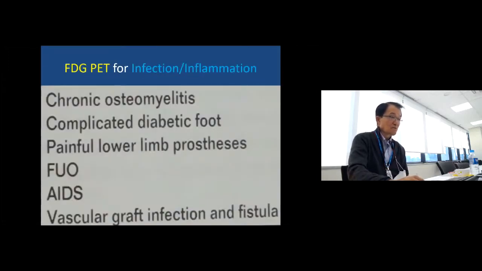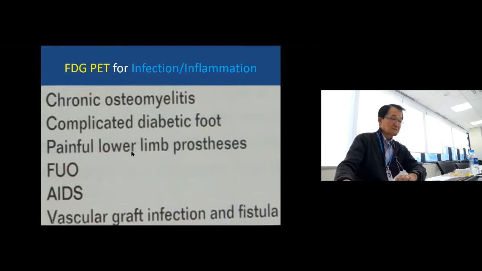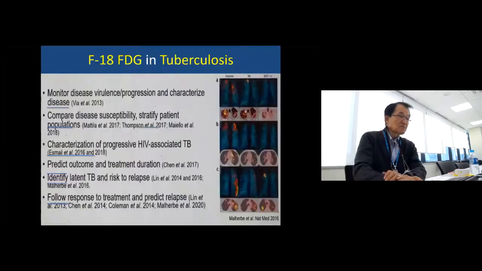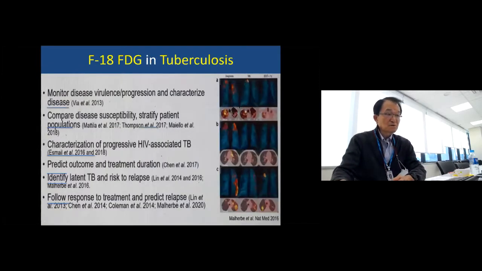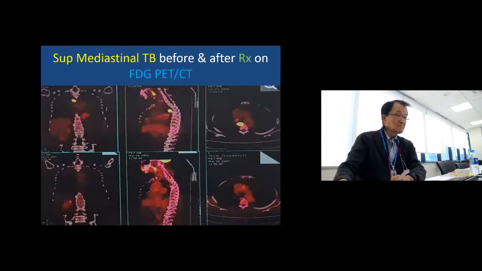Okay, so for FDG PET, any chronic osteomyelitis, complicated diabetic foot, certain infected prosthesis, FUO, AIDS, graft infection, and fistula have been indicated. So the FDG advantages are early imaging and very high resolution. Single scan of the whole body, but the cost is a problem. And the confusion with tumor and infection is a major problem. Tuberculosis also shows, just like a tumor. And the mediastinal lesion is just like a tumor.